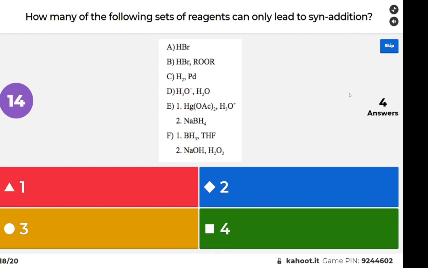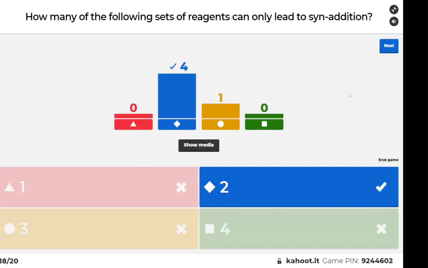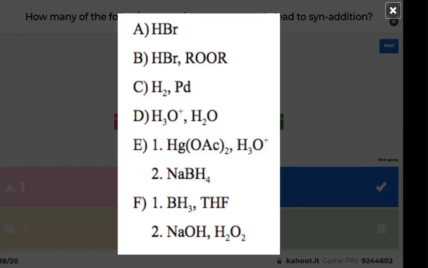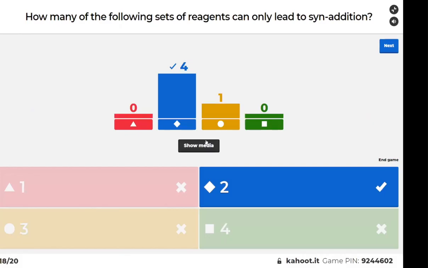Actually, never mind this question. It's kind of a bad question. Never mind. You got it right though. So I guess the confusing part is the oxymercuration demercuration, and then the first step is indeed syn addition. Never mind. It's anti.